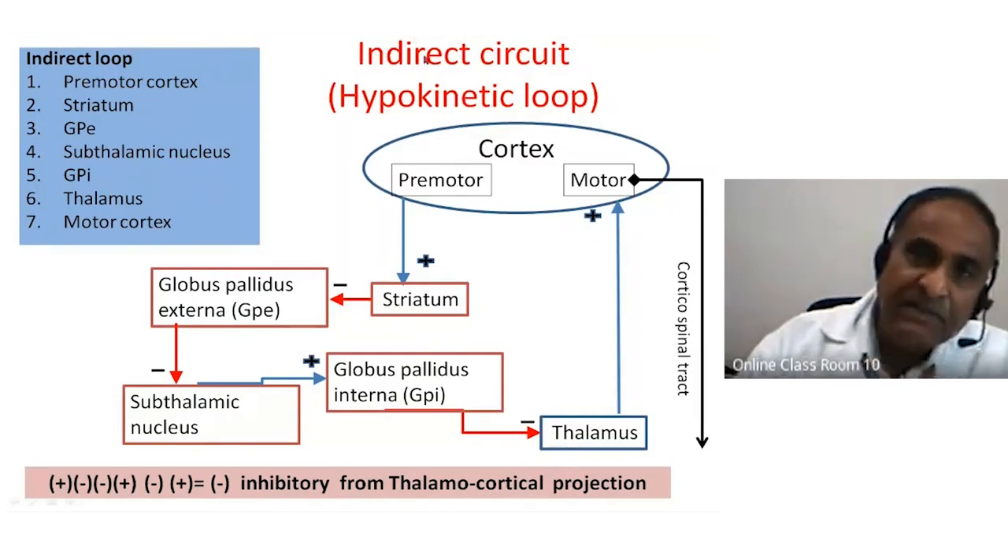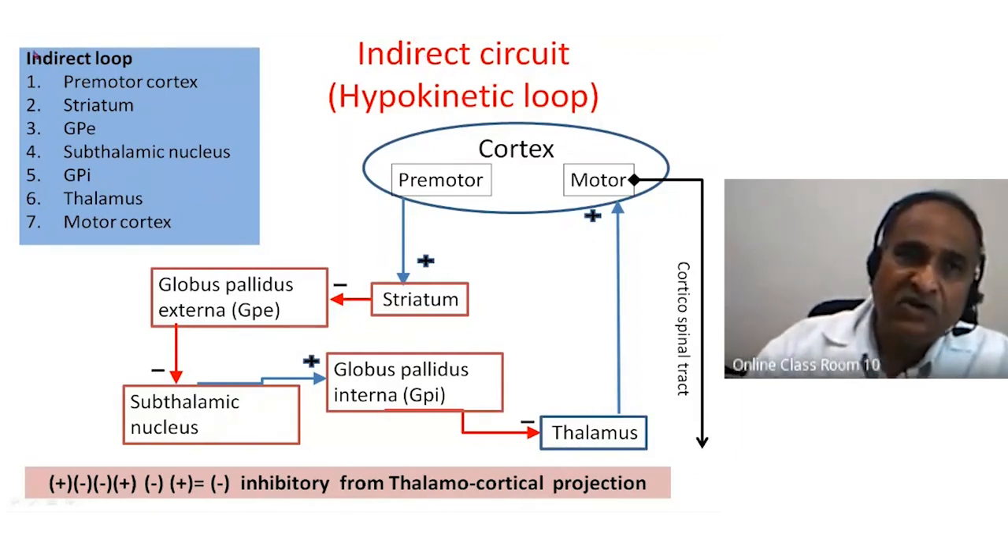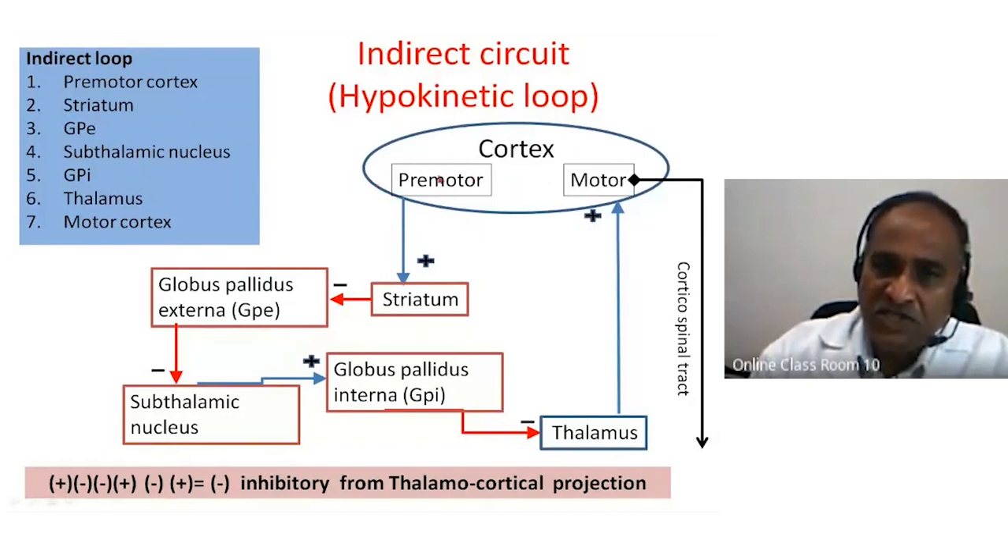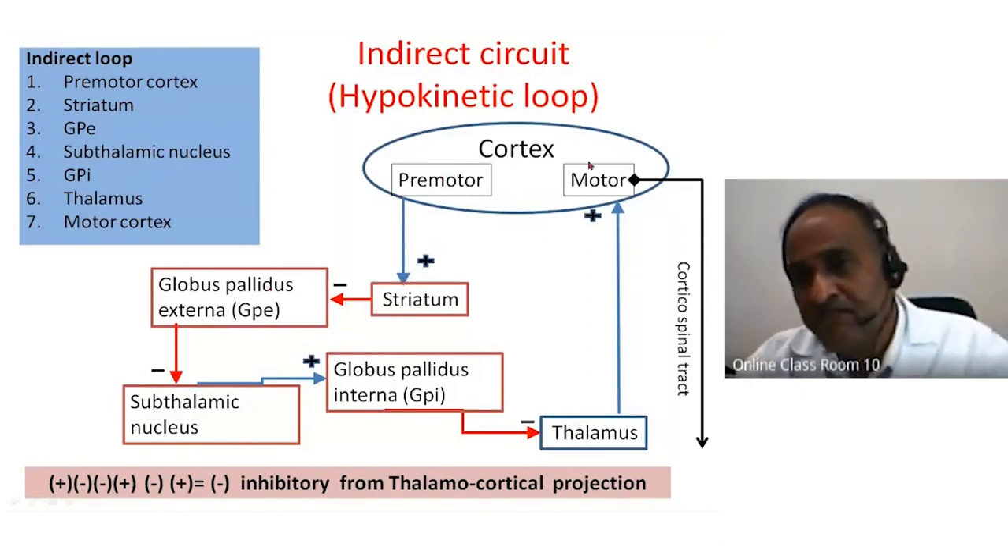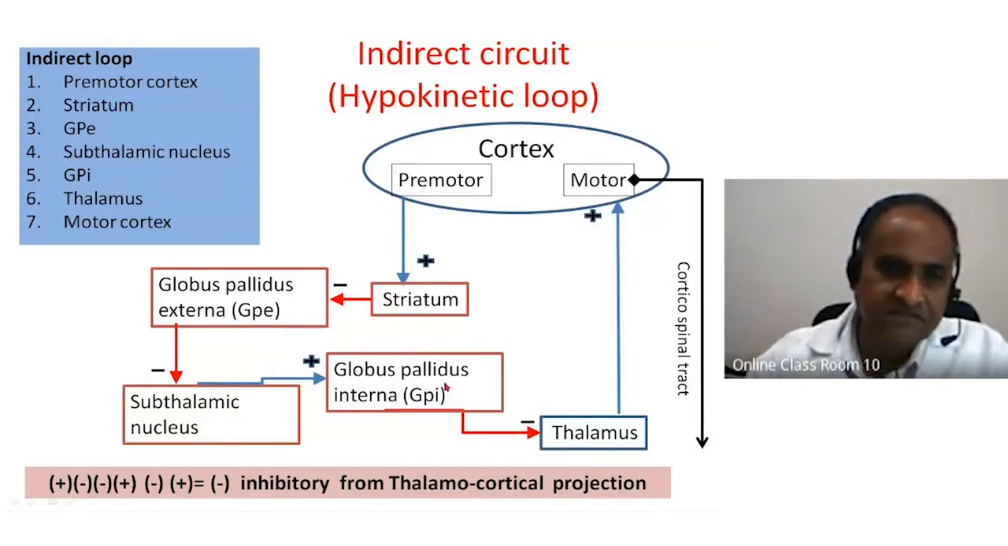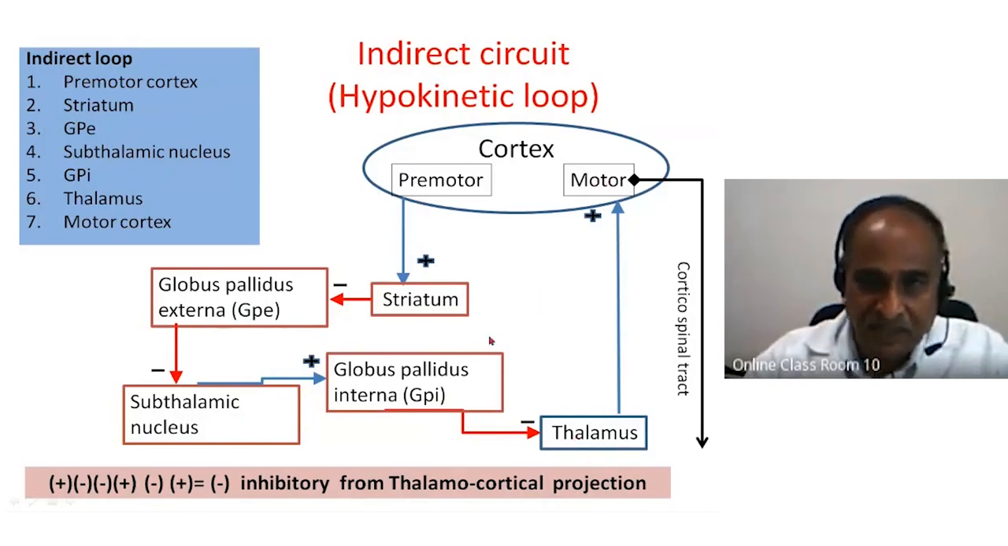Okay, let me repeat about the indirect circuit. This indirect loop involves 7 segments: premotor cortex, striatum, GPE, subthalamic nucleus, GPI, thalamus, motor cortex. I have sequenced them in the same order. So this is the premotor cortex, striatum, globus pallidus externa, subthalamic nucleus, globus pallidus interna, and thalamus, and back to motor cortex. Then from here, the corticospinal tracts originate. So this is hypokinetic, as I have shown with the mathematics.